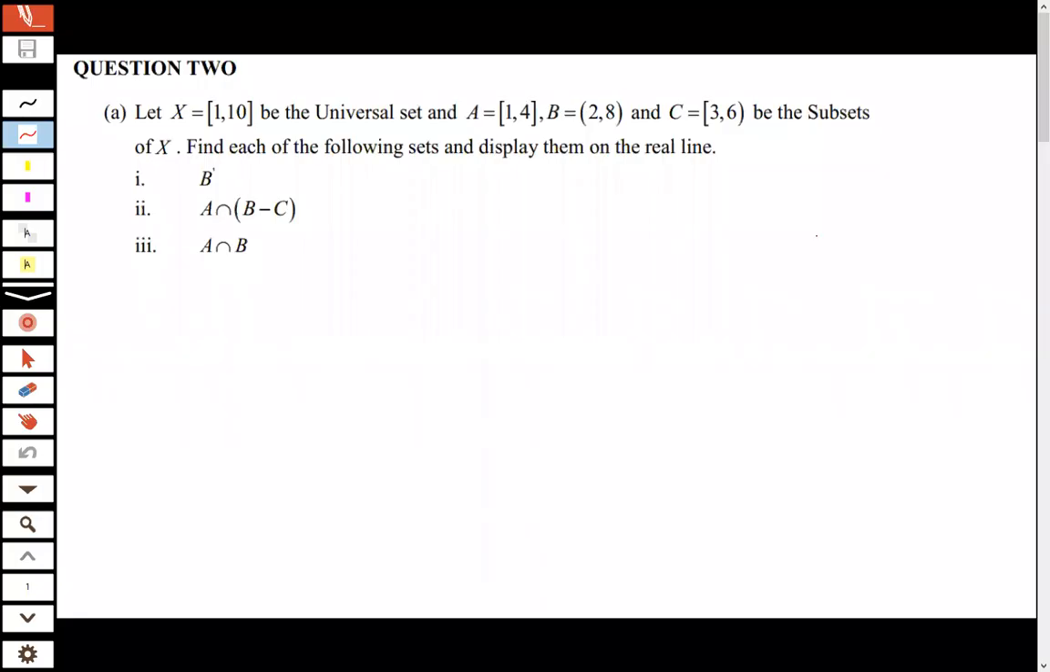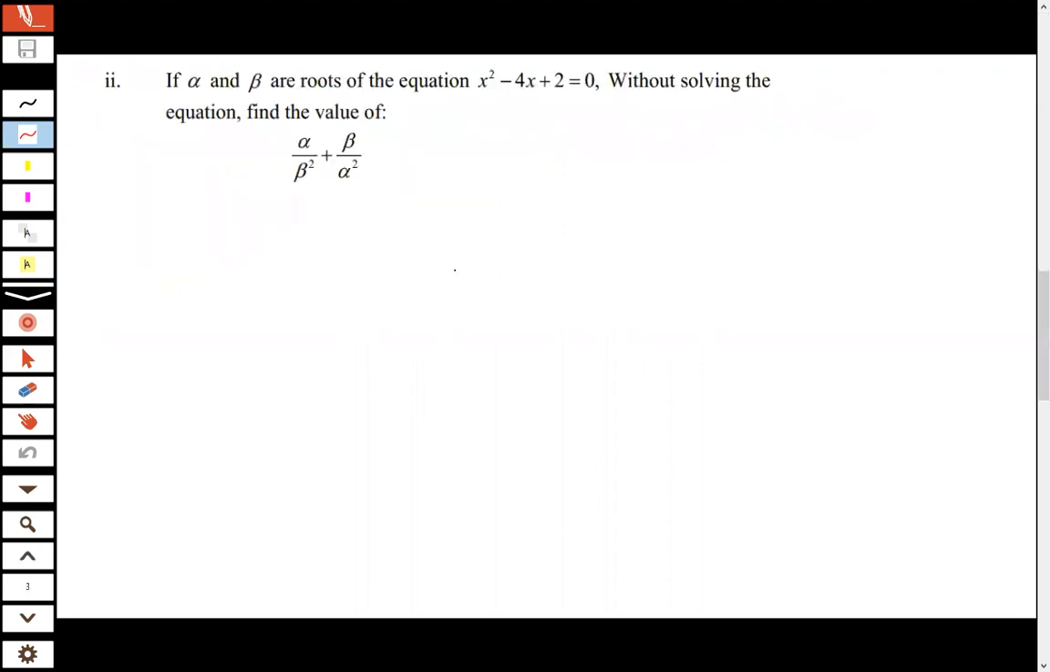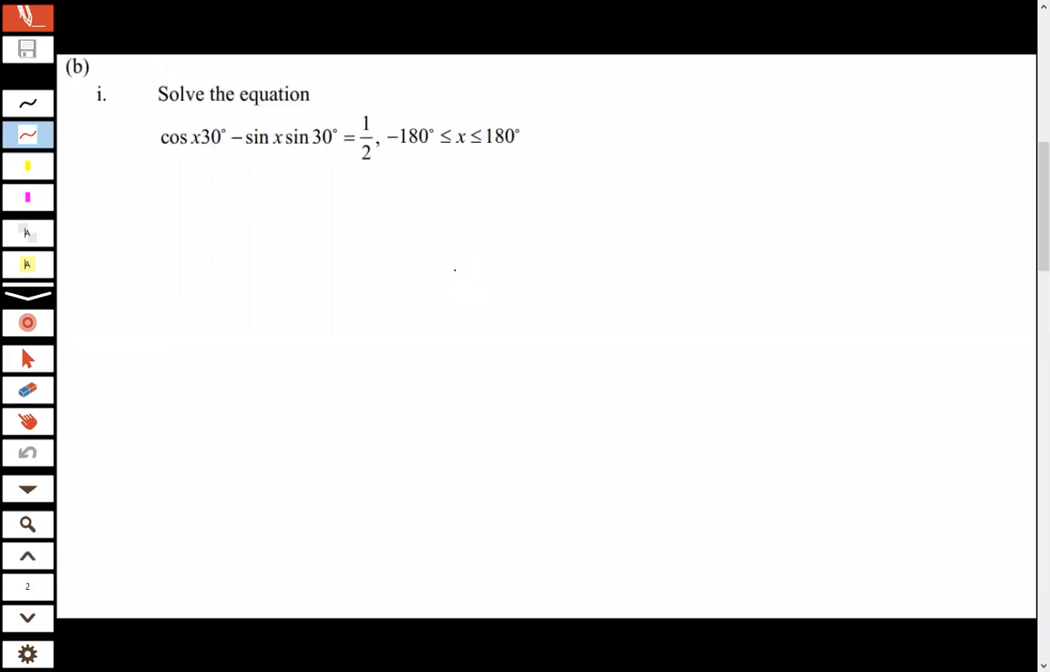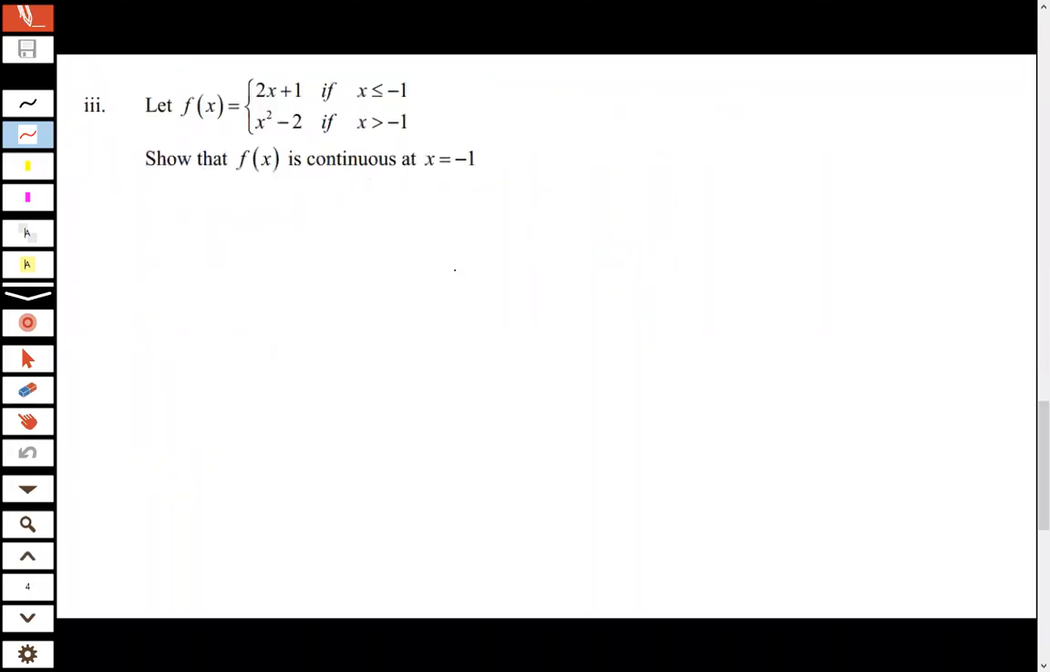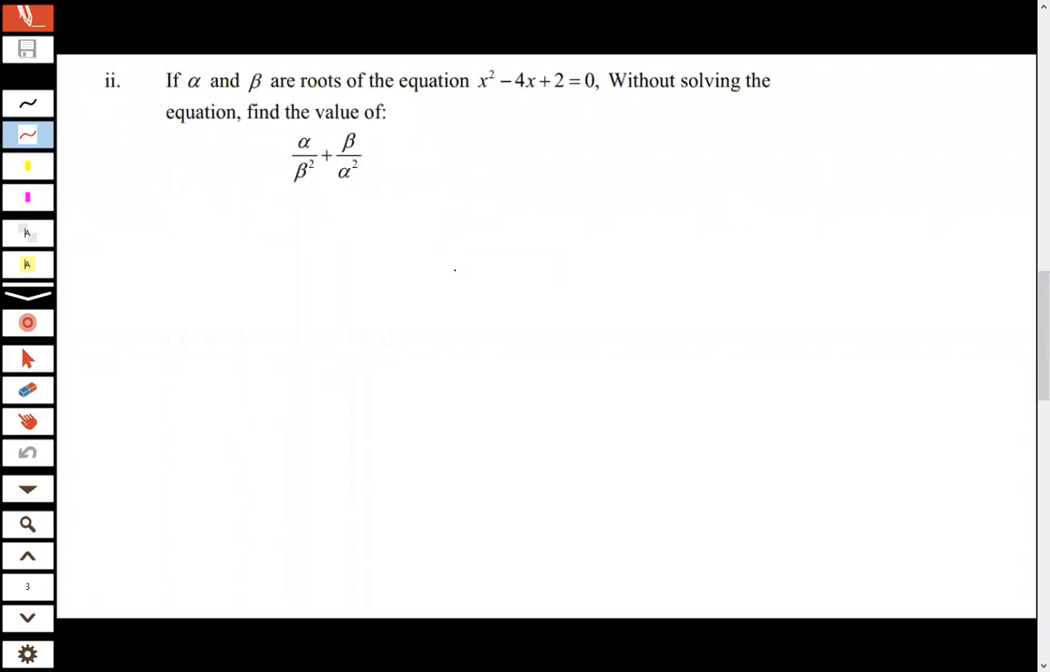All right, so welcome to today's lesson. In this lesson, I'm going to revise sets. Apart from sets, we'll also do a quick revision on trigonometry, and then we'll look at quadratic functions, and then we'll conclude by looking at limits. This is just one application of limits.